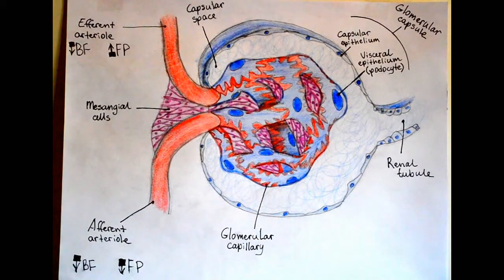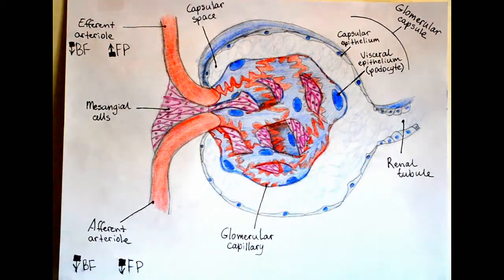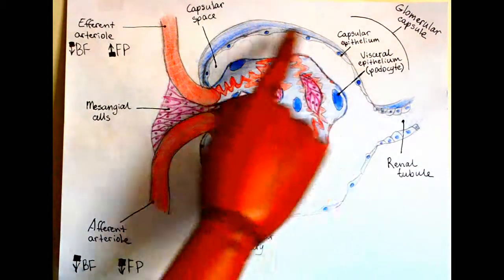The process of filtration is the first stage of urine production, and it takes place in the renal corpuscle. Here is the renal corpuscle. It consists of two structures, glomerular capillaries or glomerulus and Bowman's capsule.